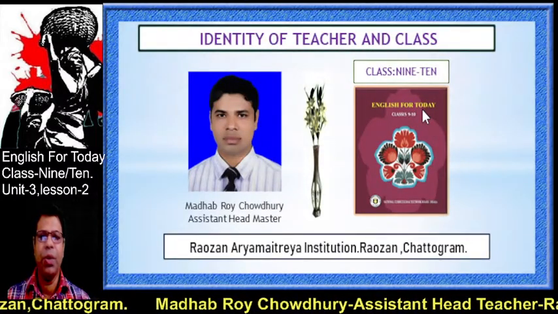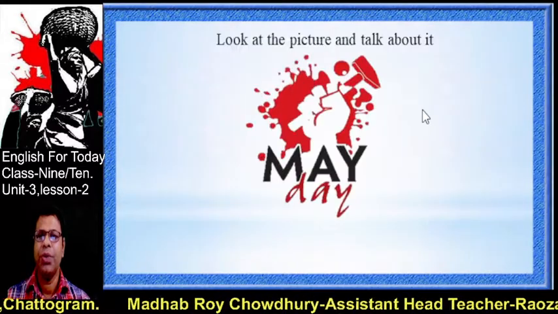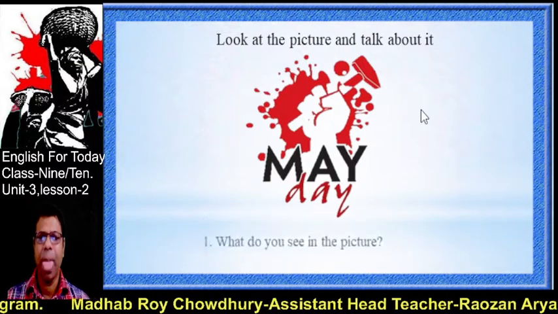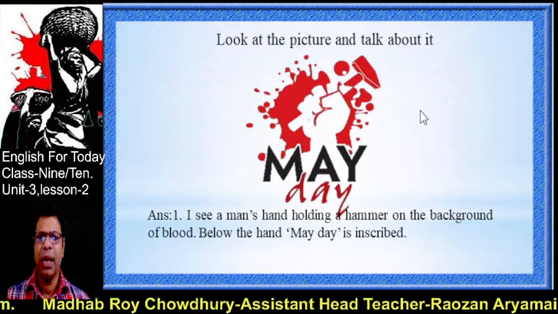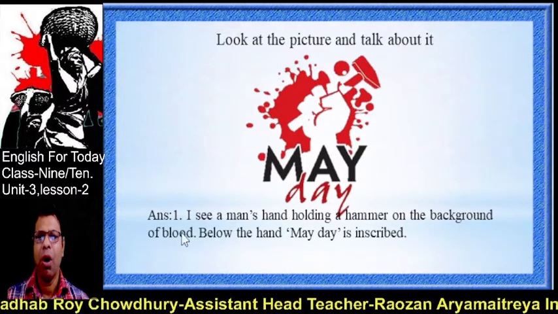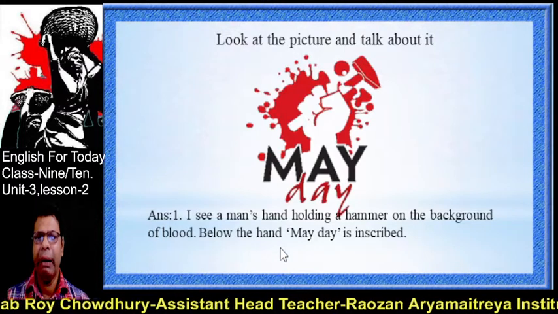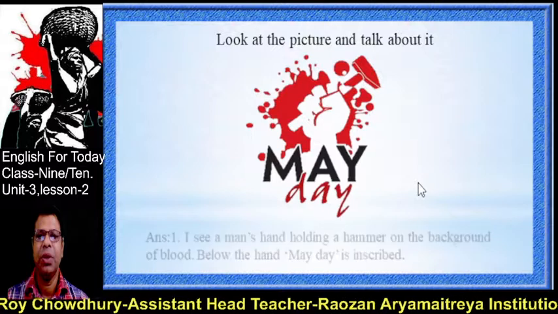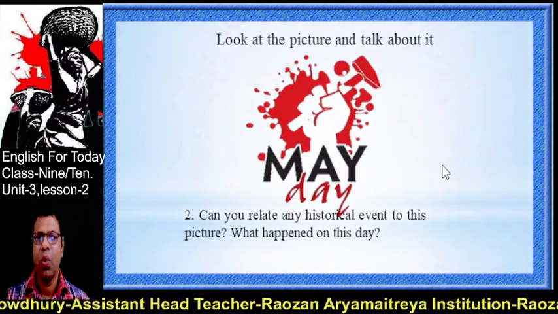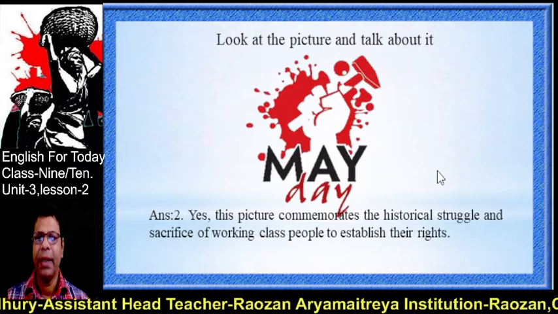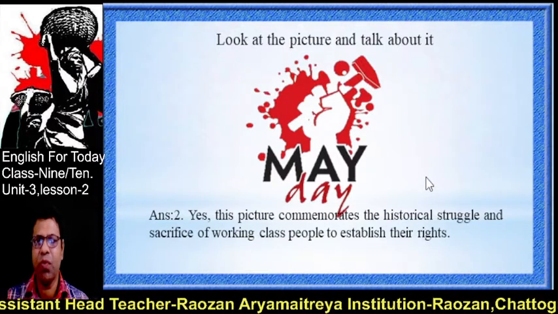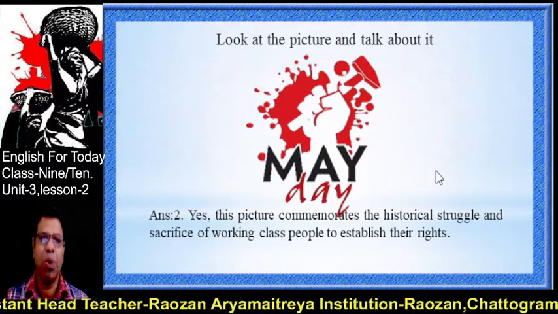This is my identity as you know. So dear students, look at the pictures and talk about it. What do you see in the picture? Yes, you can see a man's hand holding a hammer on the background of blood. Below the hand, Madhab is inscribed. So, can you relate any historical event to these pictures? What happened on this day? Yes, these pictures commemorate the historical struggle and sacrifice of working class people to establish their rights.